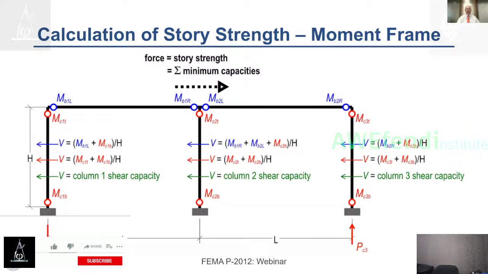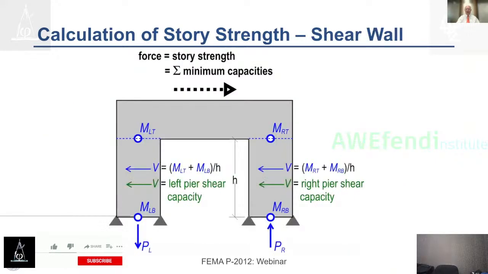With moment frames, again, we've got shear capacities in columns, flexural capacities in columns, and flexural capacities in beams, and you could think about all of those things. Again, the idea is to consider the various behaviors and find what controls, what has the least strength for the story, and that's how you would characterize the story strength. For shear walls, similarly, with wall piers, we could think about shear response and flexural response in order to characterize the story strength.